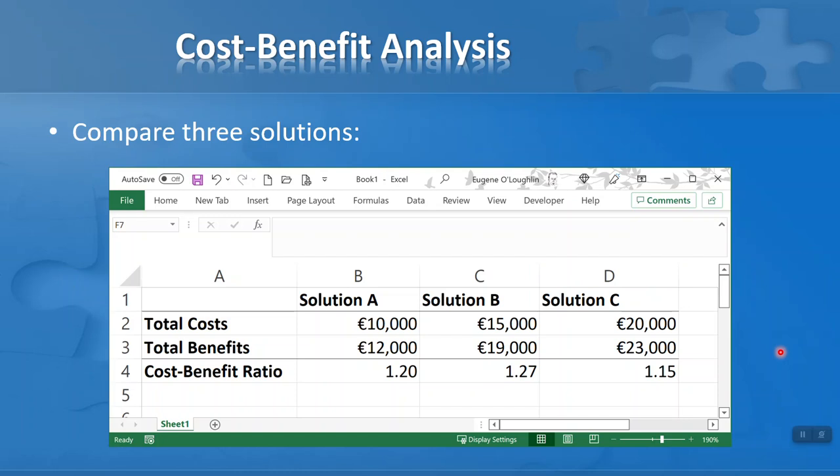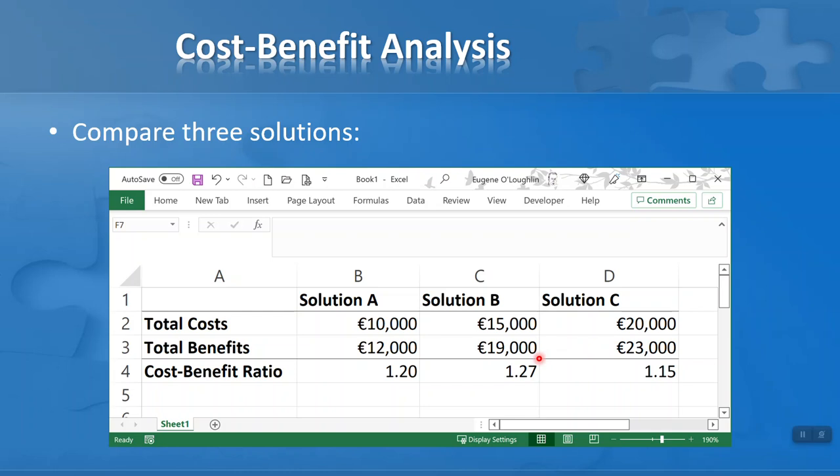So 3 simple solutions here. Let's take a look at them from a cost-benefit analysis approach. Solution A has a total cost of €10,000. Now that's the lowest cost, so that's obviously something we would be interested in. And then if I jump to solution C, we can see at €23,000, that's the highest benefit.